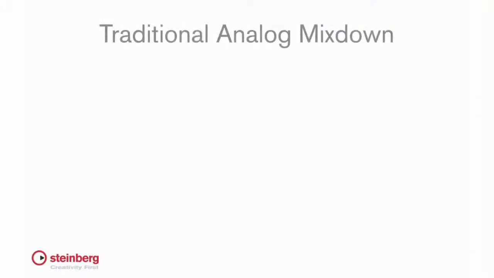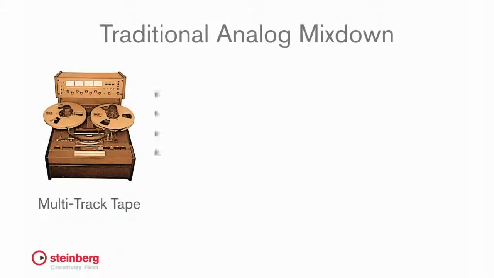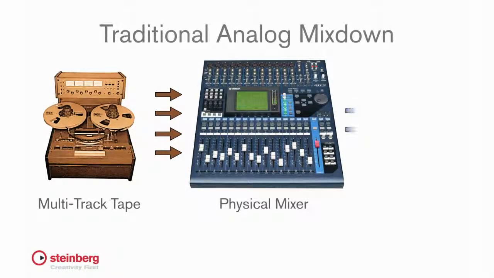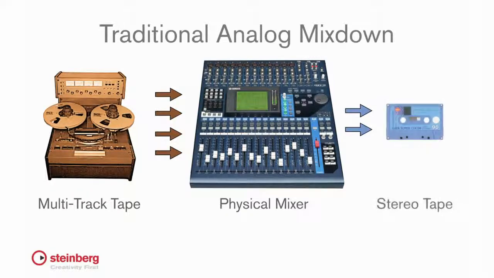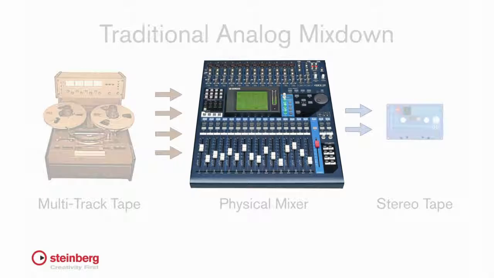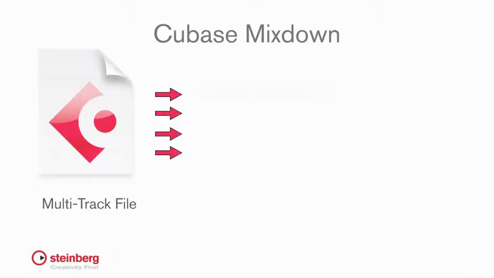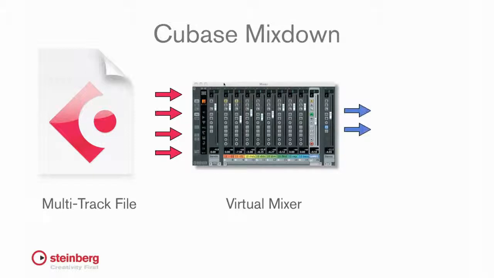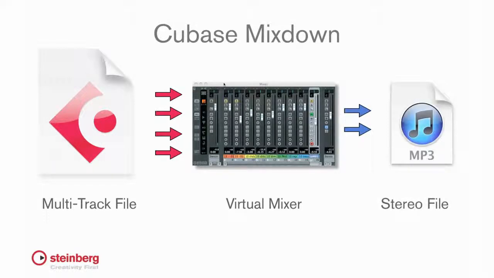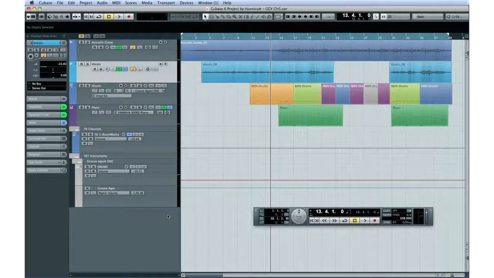In an analog studio, the engineer mixed a song by playing a multi-track recorder through a physical mixing desk and recording it on a 2-track tape machine, all in real time. In Cubase, the actual mixdown process consists of exporting a multi-track file through a virtual mixing desk onto a 2-track file. Since we've finished editing, we can resize the track height in the project window to give us more room to work.